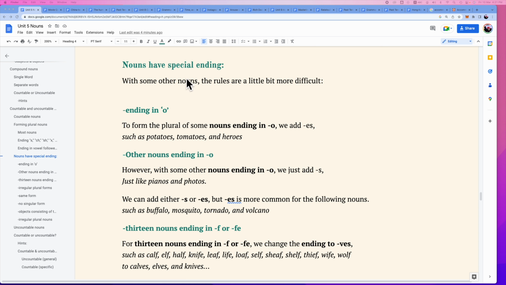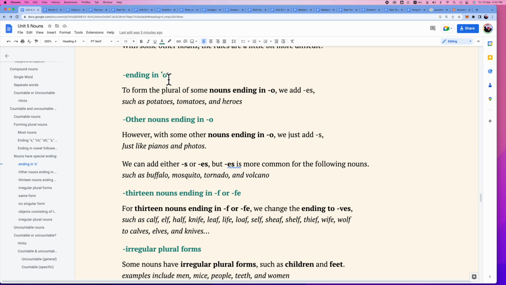Nouns have special endings. With some other nouns, the rules are a little more difficult because with some nouns that end with O, we simply add es, but with other nouns ending in O, we just add s. For example, potatoes, tomatoes, heroes add es, and some others like pianos, photos add s.